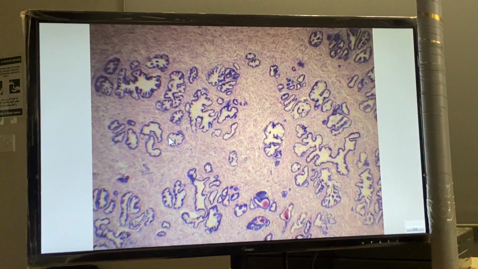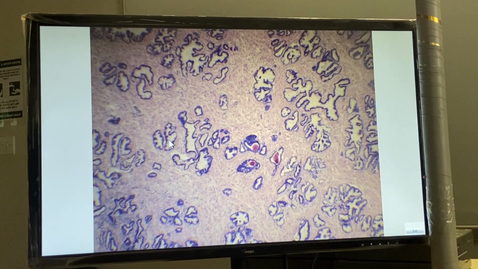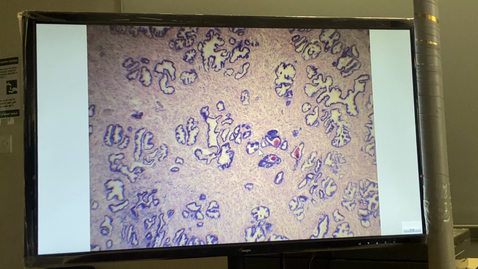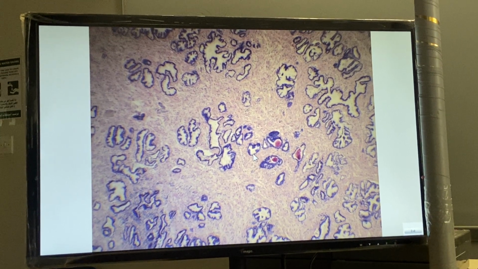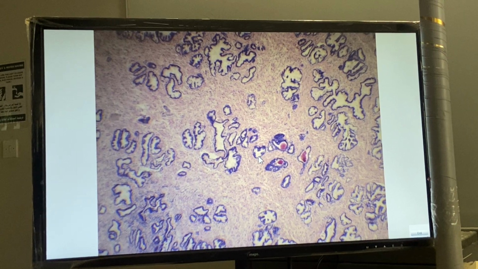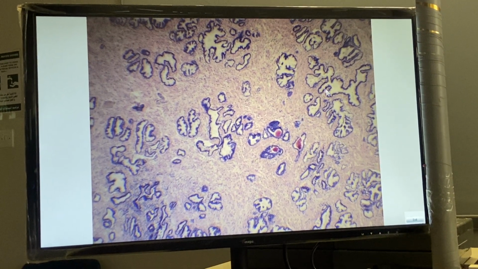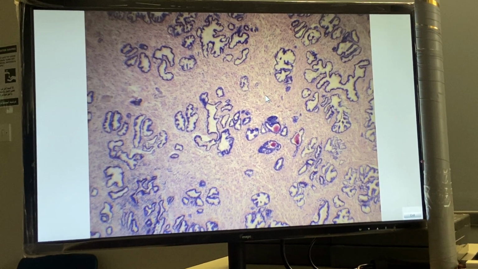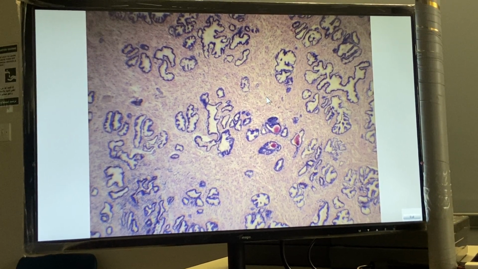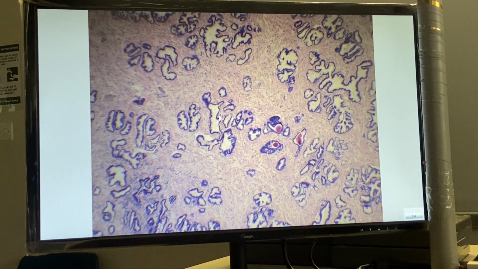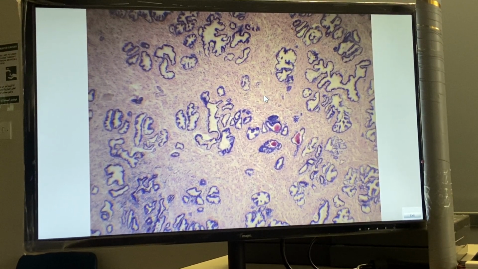The accessory gland of the male reproductive system is the prostatic gland. The prostatic gland is a dense organ, consisting of 30 to 50 tubulo-alveolar glands embedded in a fibroelastic stroma. This is the gland: tubulo-alveolar glands embedded in fibroelastic stroma.